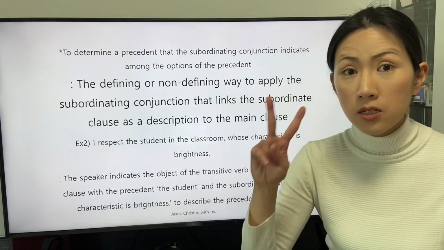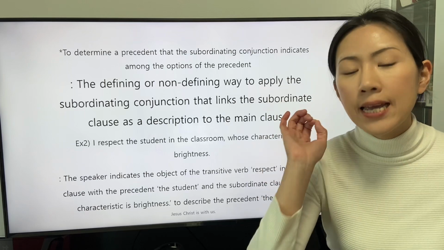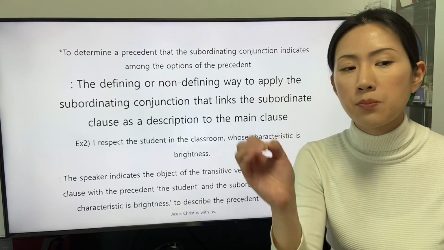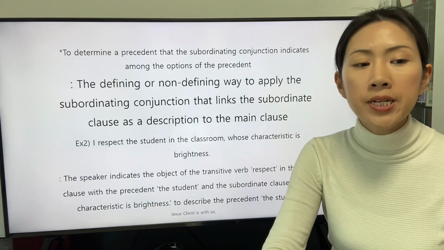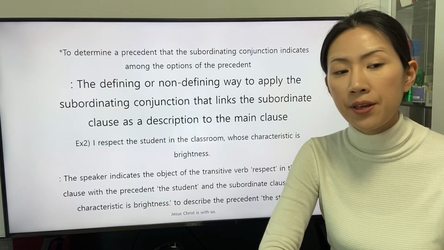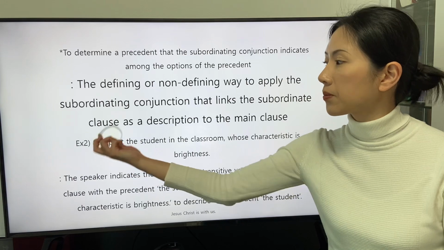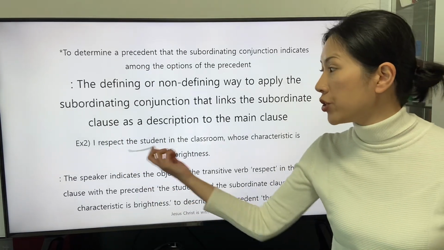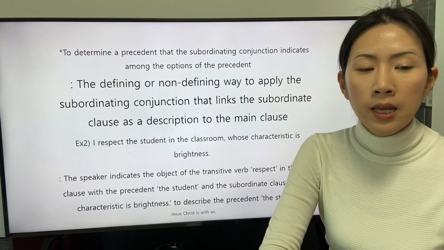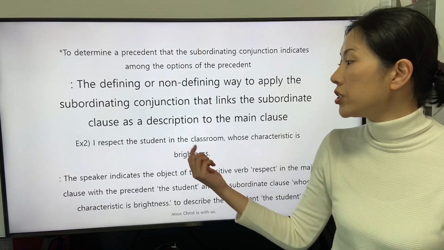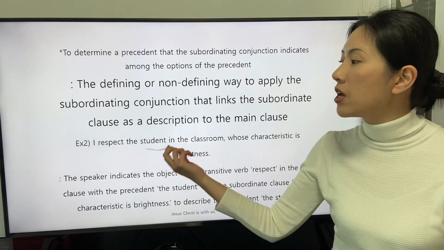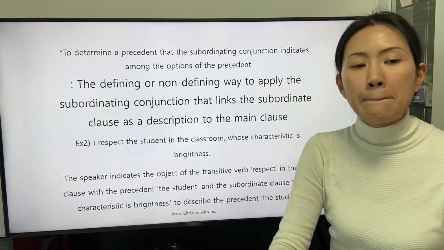The second sentence is this. I respect the student in the classroom, whose characteristic is brightness. The speaker indicates the object of the transitive verb respect in the main clause with the precedent the student, and the subordinate clause whose characteristic is brightness to describe the precedent the student.